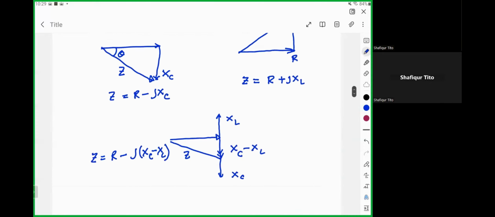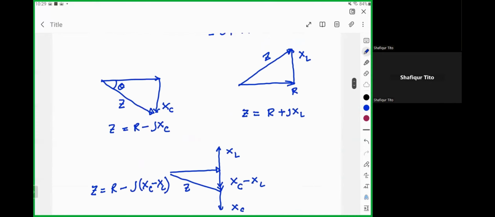For our case, I have only the inductive reactance. So this is true for this particular example. But if you have a capacitor, this will be given by R minus JXC. So it is lagging, okay?